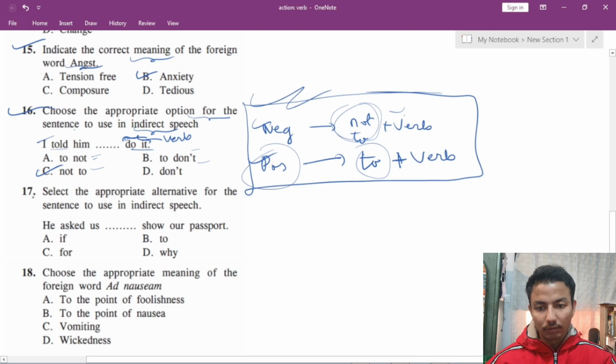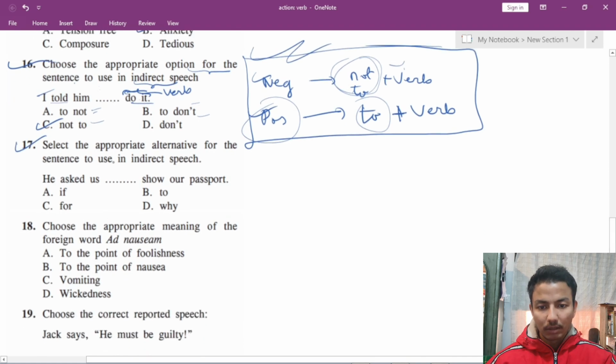Okay, so let us solve this question number 17. Same thing we must use here. He asks us dash show our passport. So here show is the verb. As we can see, there's no option where there is not to. So the only option would be to. So this is B. Okay, to show our passport. He asked us to show our passport.